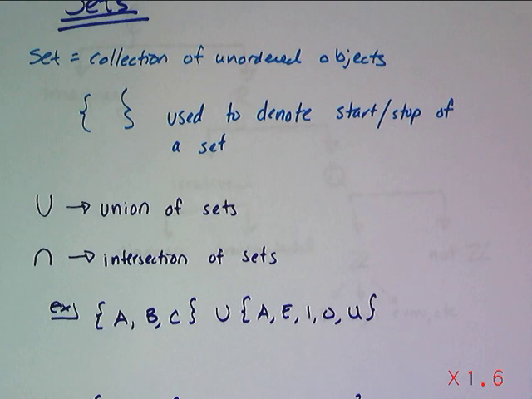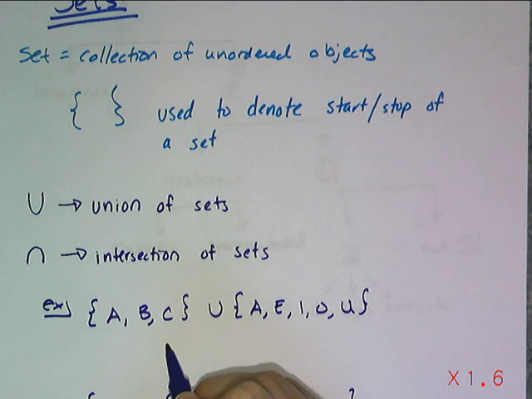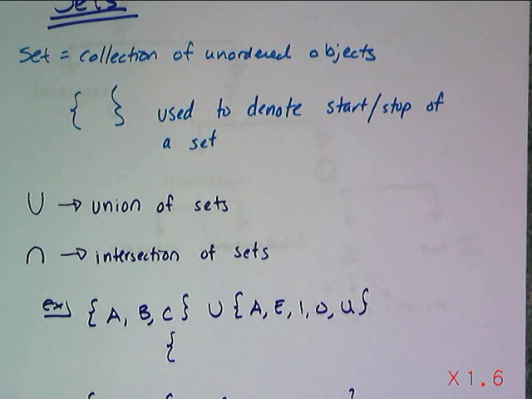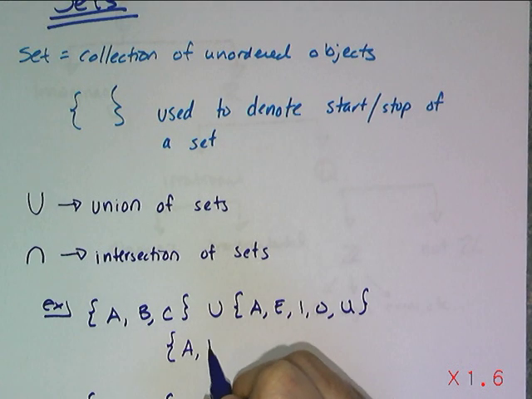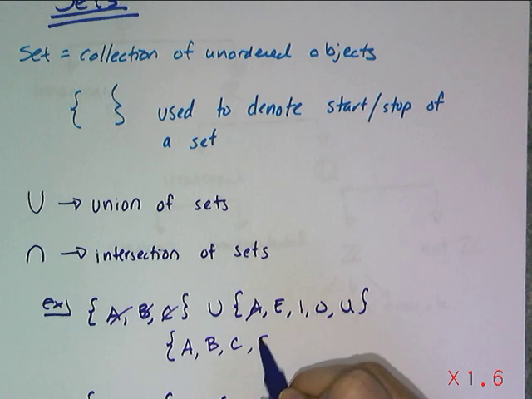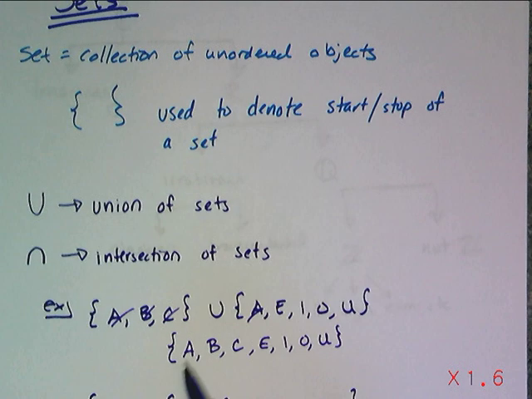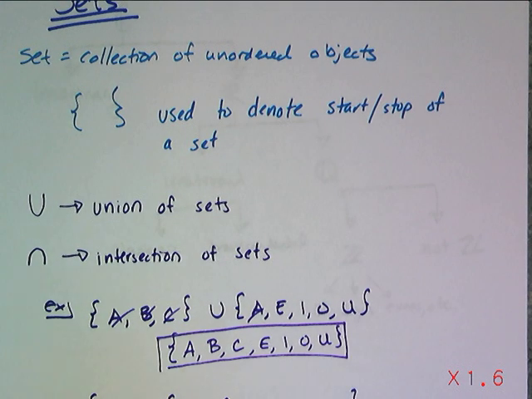Unions are the joining of all of the elements of two or more sets, and the intersection of the sets are the things that they have in common. So first off, I have an example of the set ABC union set AEIOU, and the resultant set of this is the combination of those two sets. So I have an A, a B, and a C, and then an E, an I, an O, and a U. And that set here is the union of those two sets.